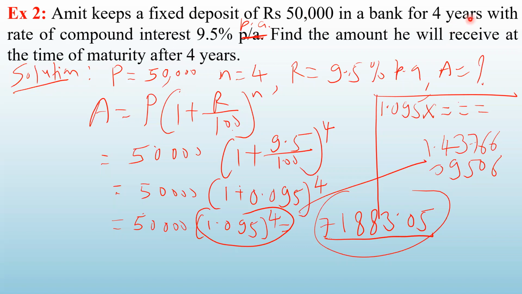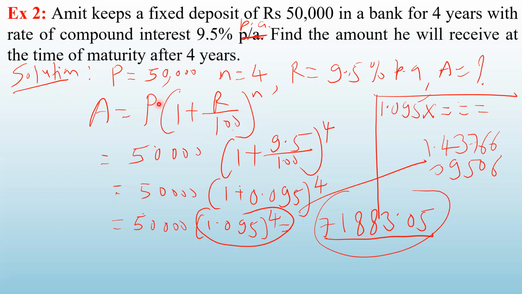For how long? For 4 years. So N is 4. And with rate of interest is 9.5%. So R is 9.5%. And what is asked to you? Find the amount he will receive at the end of 4 years, at the time of maturity. So you have to find out A. Put the formula. A is equal to P into 1 plus R upon 100 raised to power N. This is the formula to calculate the amount.